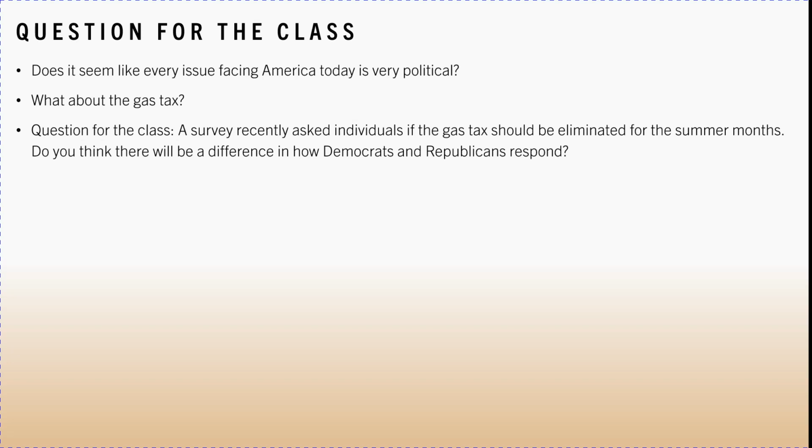So do you think there is a difference in how Democrats and Republicans would respond to this? I don't know. Maybe not, or maybe both of them would say we should eliminate it, or maybe both of them say we should keep it. But we just want to see. We're not saying which one would be more likely to say we should get rid of it. What we're just asking is, is there a difference between the two proportions? The proportion of people who say we should eliminate it among Democrats and the proportion among Republicans. Is there a difference? All right, so how would we test this?